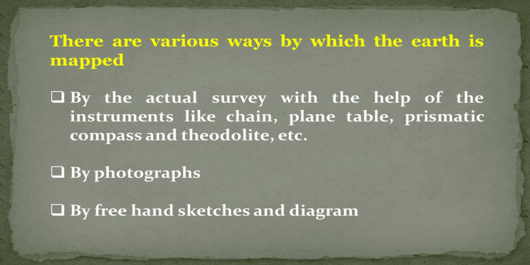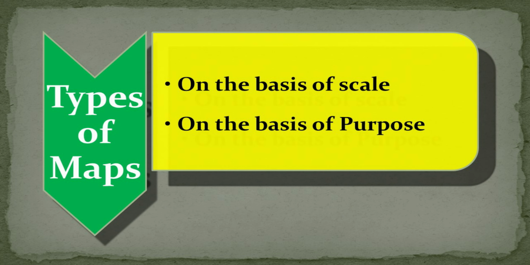There are 3 main ways to map the Earth. The first method is to do a physical survey using devices such as a plane table, chain tape, prismatic compass, and theodolite, among others. Photographs are the second method, while freehand drawings and diagrams are the third method for mapping the Earth. Because we will be discussing many sorts of maps, it is necessary to pay special attention to 2 factors when dividing maps into distinct groups. First, maps are classified according to scale, and then, as per their purpose. We'll go through the different types of maps one by one.